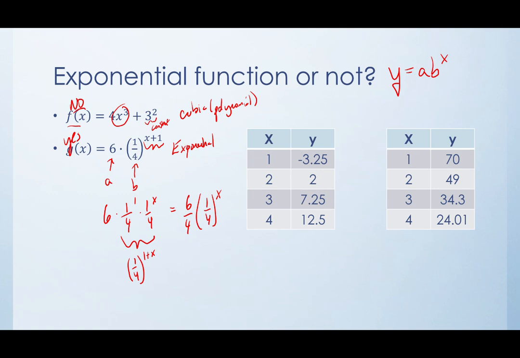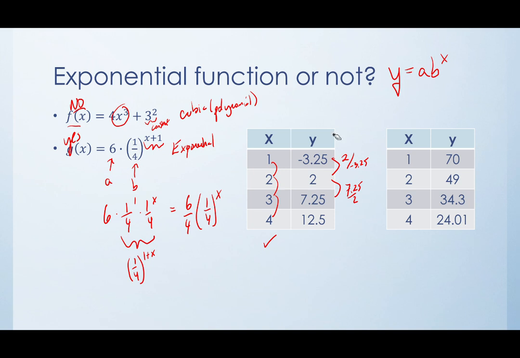All right. So what about our tables? What we're going to do is, first off, we're going to make sure that our x's are increasing by 1. That's fine. And then we're going to look at, okay, what are my ratios here? Right? 2 over negative 3.25. That's something, I don't know what, but actually I can look at this one pretty quick, because I can say, well, that's a negative ratio, and then the next one, 7.25 over 2, is not even the same sign, so there's no way that this is exponential.